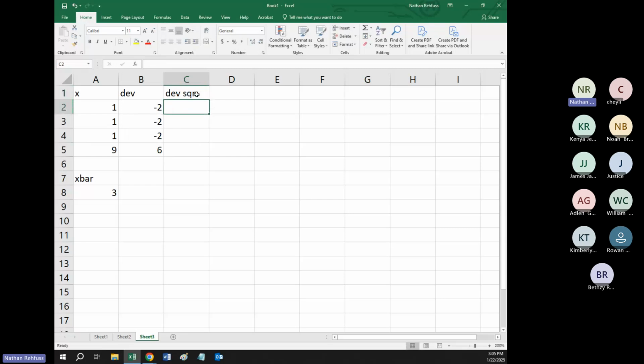Step 3 is to square our deviations. So I'm just going to multiply each one by itself. Control D to fill down. All right. Step 4 is to add all of our deviations squared. So I'm going to ask, what is the sum of these numbers? They add up to 48. We want to divide 48 by 1 less than the number of elements. There's 4 elements, so we divide by 3 to get 16. And then the last step, we take the square root. So the square root of 16 is 4. So this set has a standard deviation of 4.